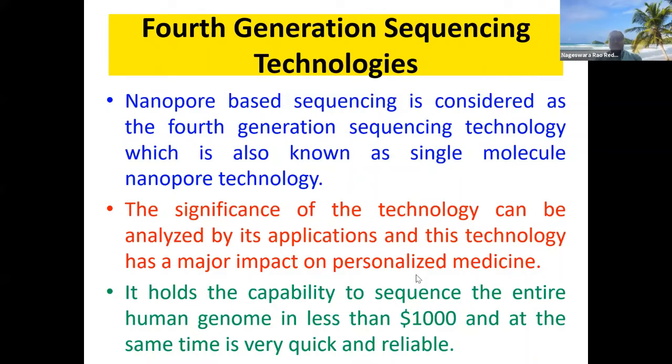So this technology has actually made personalized medicine available to people. And why is this possible? Because human genome sequencing has come down to nearly $1,000. In the US, for $1,000, a human genome can be sequenced. That is, it can be afforded by a normal person. That is what is said. And it's very quick and reliable.